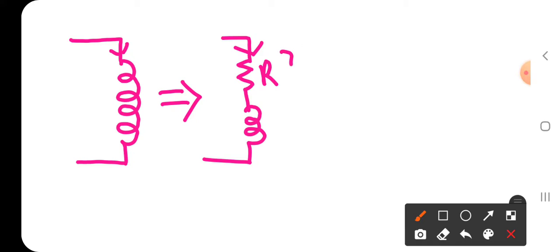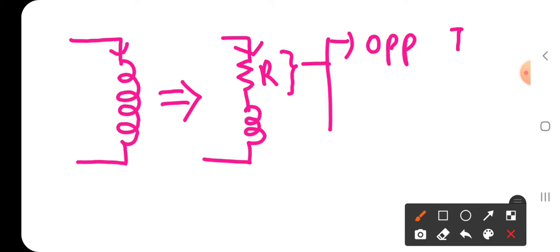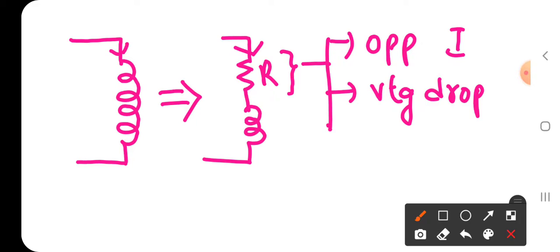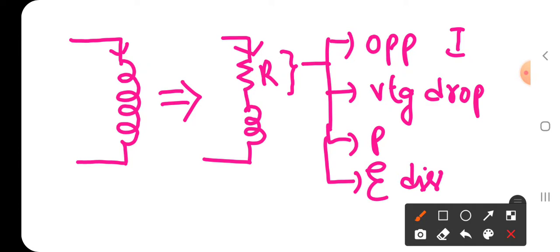Whenever the current is passing through the resistor, what is the property of the resistor? The resistor will oppose the flow of current. The second property is that the resistor will drop the voltage. That means voltage will drop at the resistor. Then what about the power? Power will be absorbed. Then what about energy? Energy will be dissipated in the form of heat.